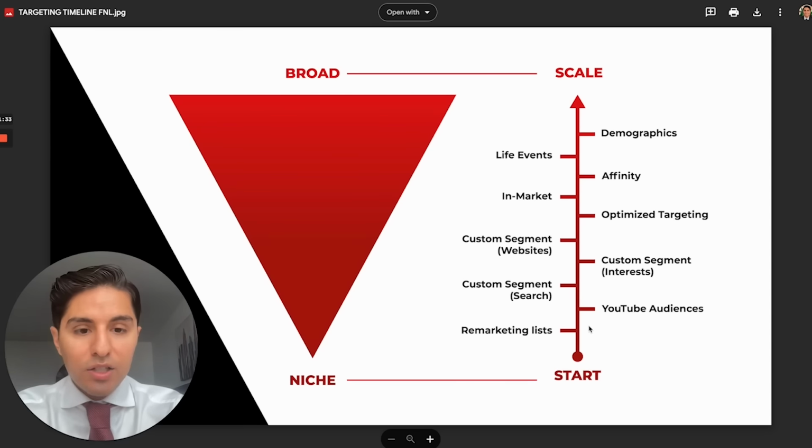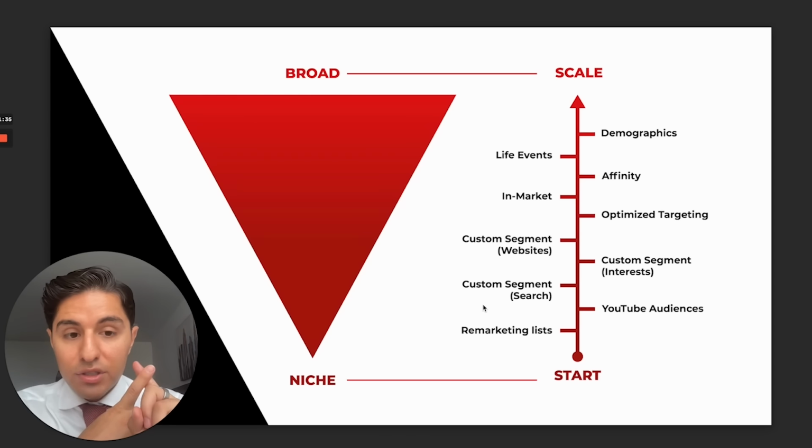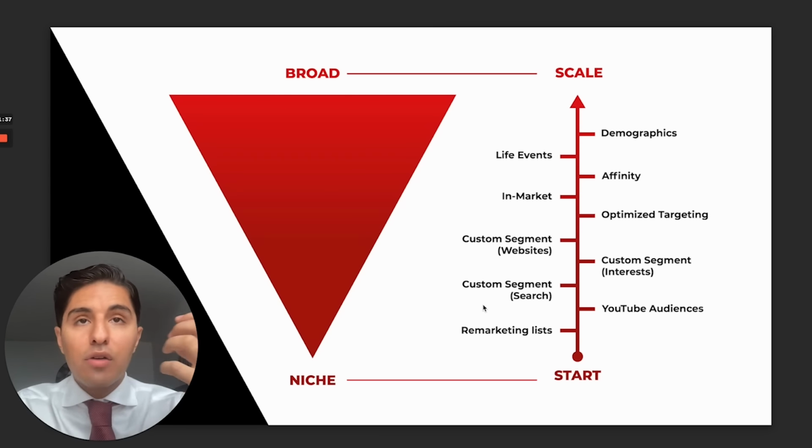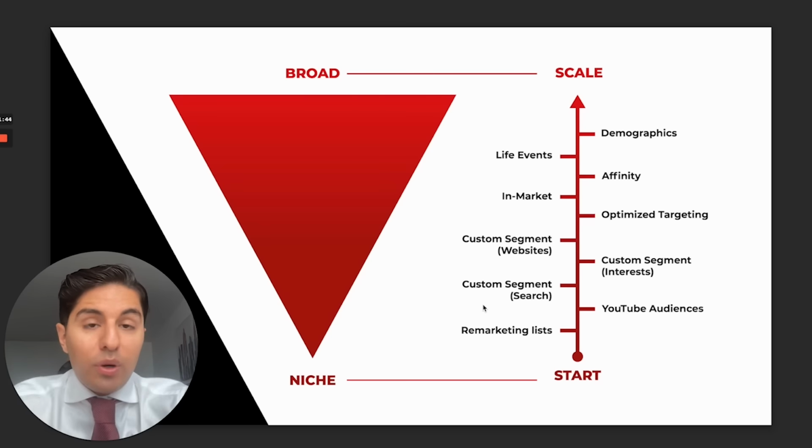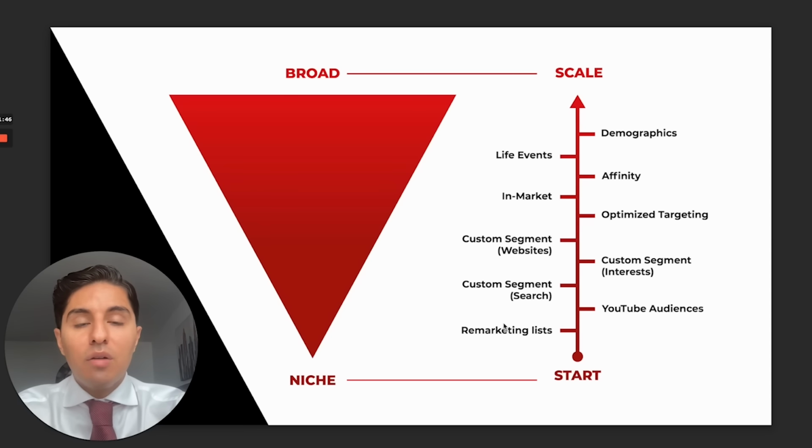You can see here, okay? So we always start with remarketing lists first. The reason why is because it's low-hanging fruit. People who are already visiting your websites, your funnels, your Facebook ads, whatever it is that you have that you can make a remarketing list of, you start with that first because they're your lowest hanging fruit. Then you can go to your YouTube audiences.